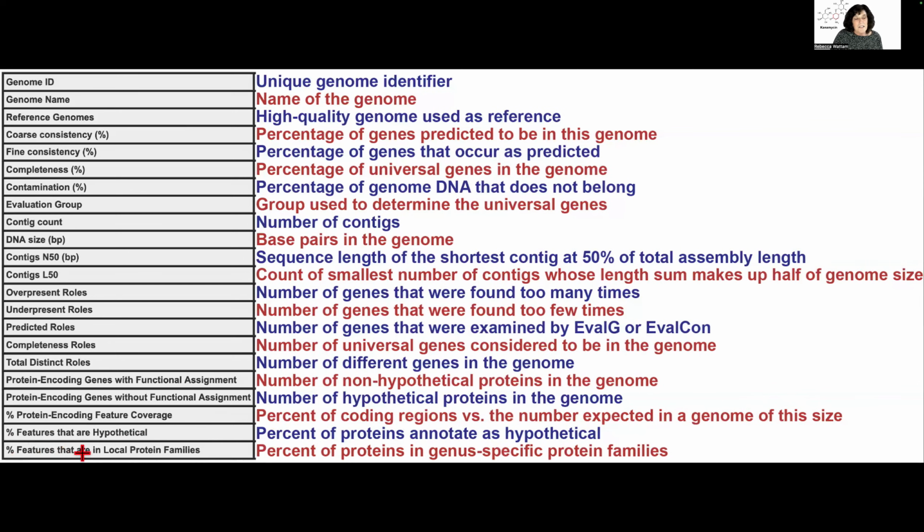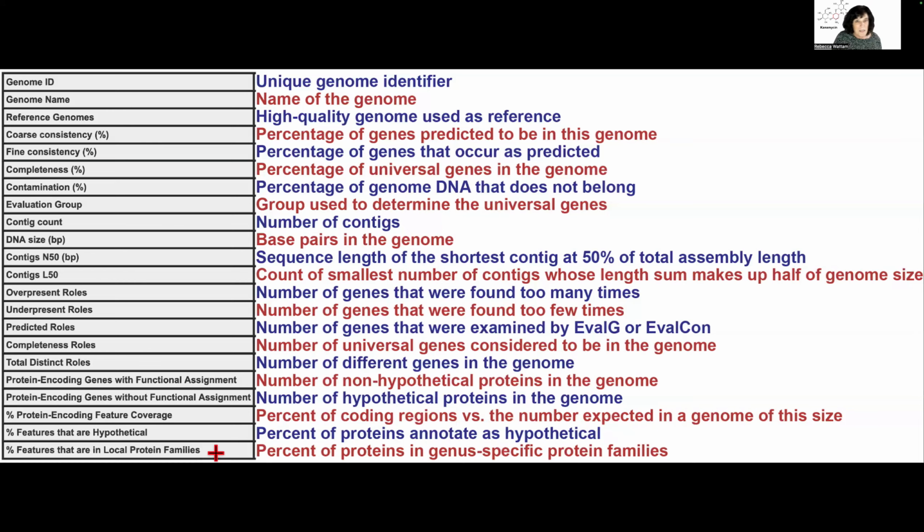And then percent features that are in local protein families. We've talked before about how the annotation pipeline identifies two classes of protein families if you specify to the genus level in your taxonomy. There's the cross-genus families, which are the global protein families, and there are the genus and species specific to a particular genera. Those are the local protein families. So this is just looking at how many of the proteins in my particular genome are in genus-specific protein families.